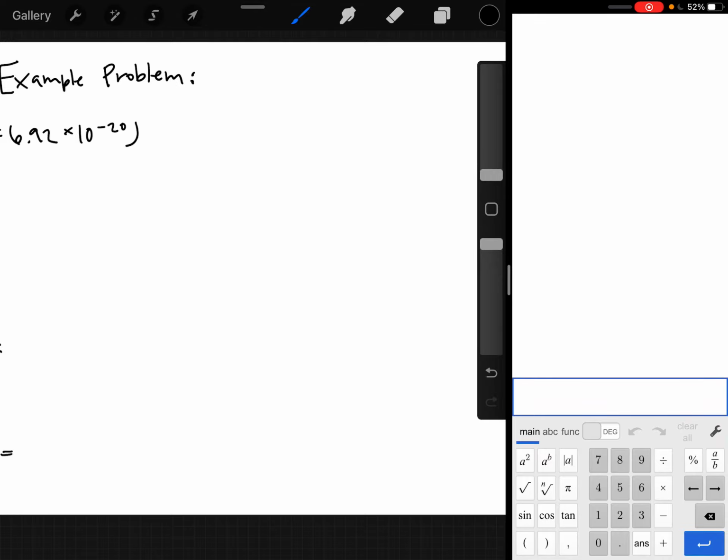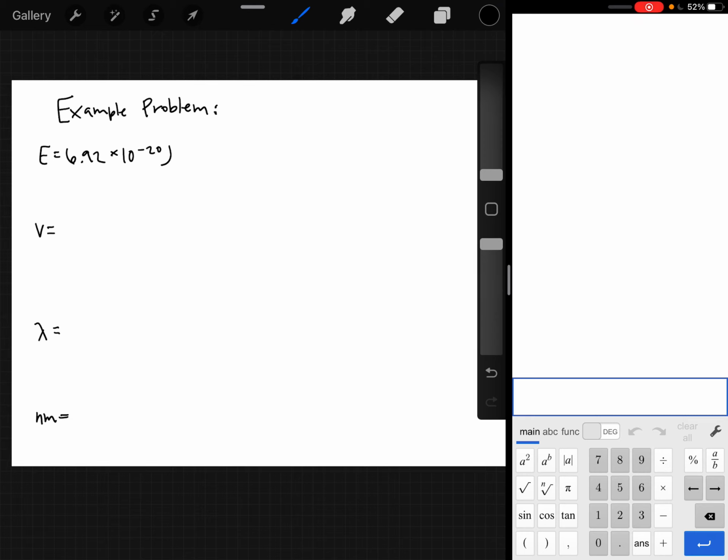This video is an example calculation for photon energy. So you have a worksheet that looks like this. You're given the energy, and then you have a blank for frequency, a blank for lambda, and a blank for your nanometers. The first thing you want to do: we know the values for H and C because they are constants.